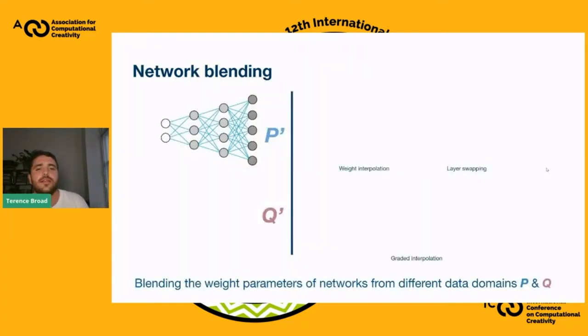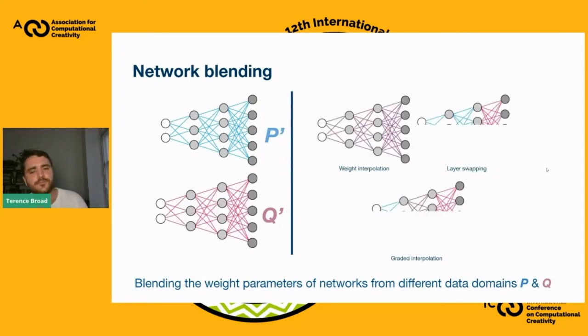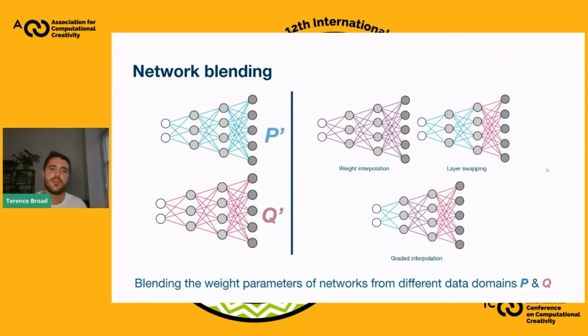The next category in our taxonomy is network blending. This gives us more control over blending two different data domains. We take two models that are trained on different data domains and then blend the parameters together in some way.